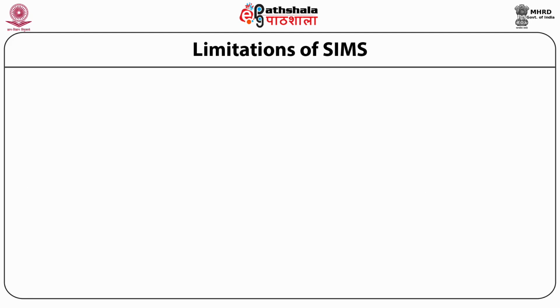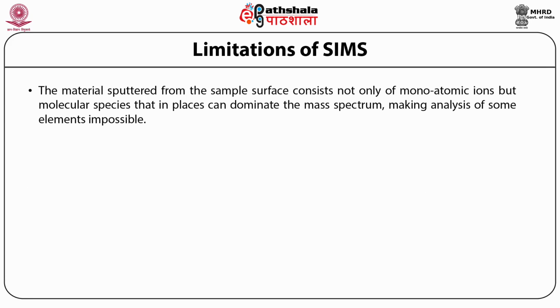Now we will talk about the limitations of SIMS. The material sputtered from the sample surface consists not only of monoatomic ions but molecular species that in places can dominate the mass spectrum, making analysis of some elements impossible. So this makes analysis of certain materials impossible.